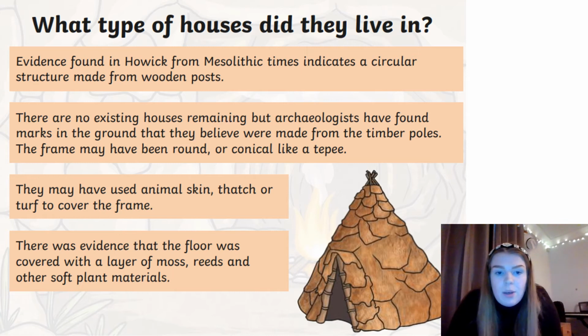It says they may have used animal skin, thatch or turf to cover the frame. And animal skin will be quite thick and quite warm, won't it? So that'd be good material to build with. And there was evidence that the floor was covered with a layer of moss, reeds and other soft plant materials. So we've got very soft, like moss carpets, haven't we? Can you imagine your carpets being made of moss?